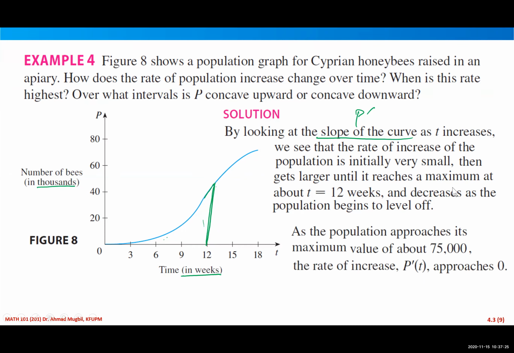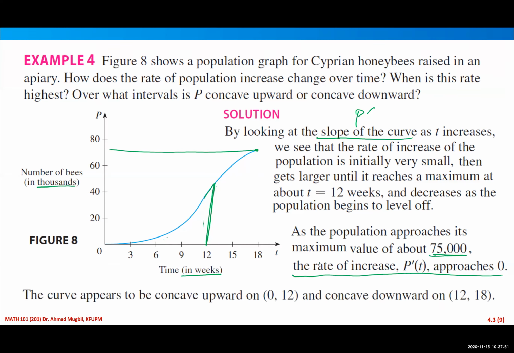Now, as the population approaches its maximum value, which is almost at this point, he said almost 75,000, the rate of change starts approaching zero. What does that mean? No more increasing. The rate of increase of the number of bees is very slow. And of course, you can see that the curve appears to be concave up until week number 12. After that, it starts concave down. So here, it was like this. Now it starts like this.